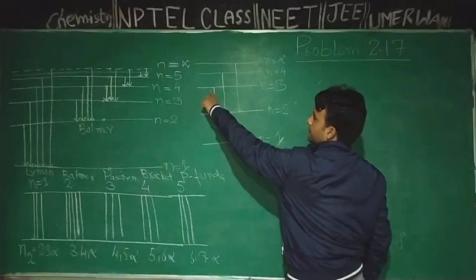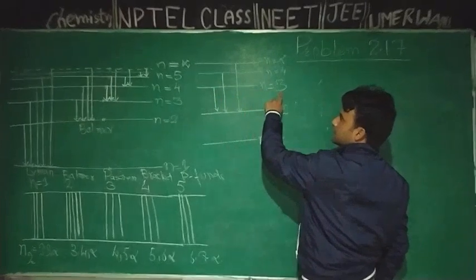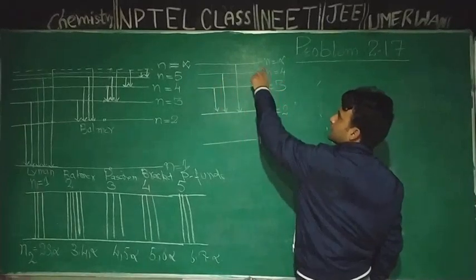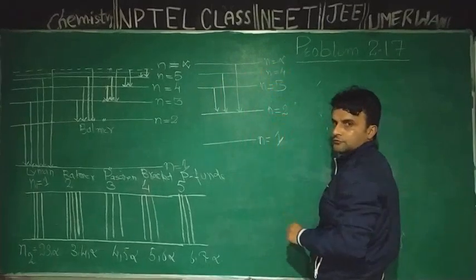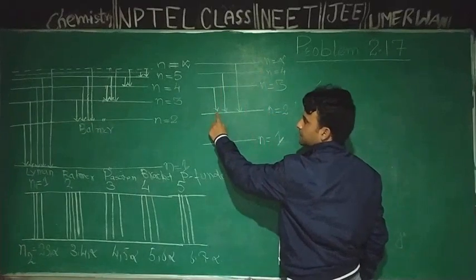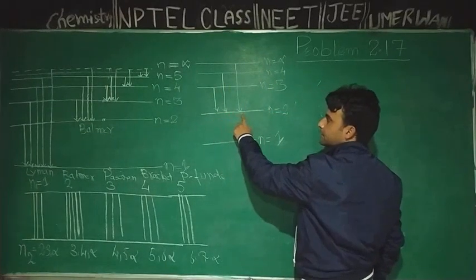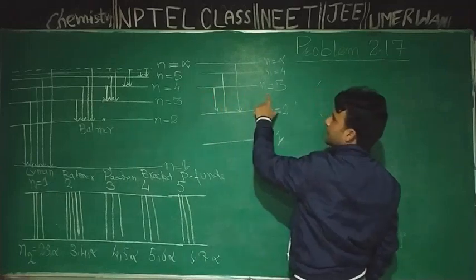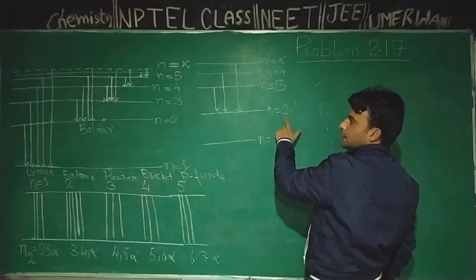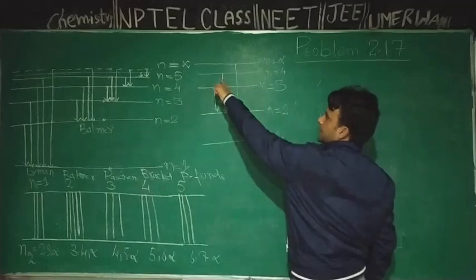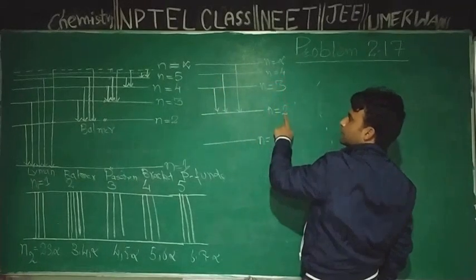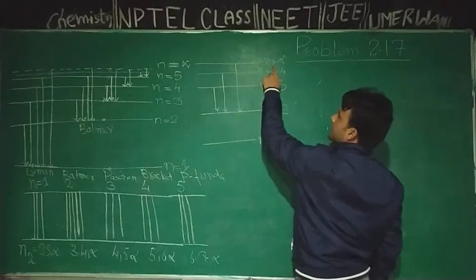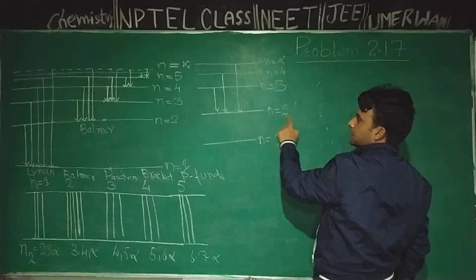In this electronic transition, the higher energy level is 3, lower is 2. In this, the higher energy level is 4, lower is 2. In this, the higher energy level is infinity, lower is 2. This will be the first line of the Balmer series, this the second line, this the third line. For the first line, the higher energy level N2 is 3 and lower N1 is 2. For the second line, N2 is 4, N1 is the same 2. For the series limit, the last line in the series, N2 the higher energy level is infinity, lower is the same 2.